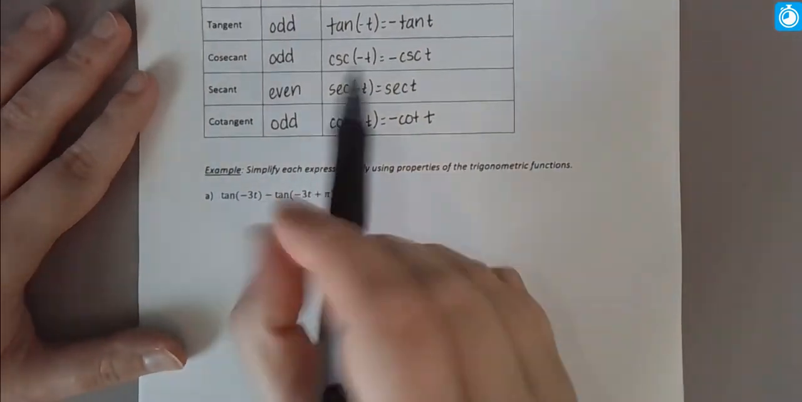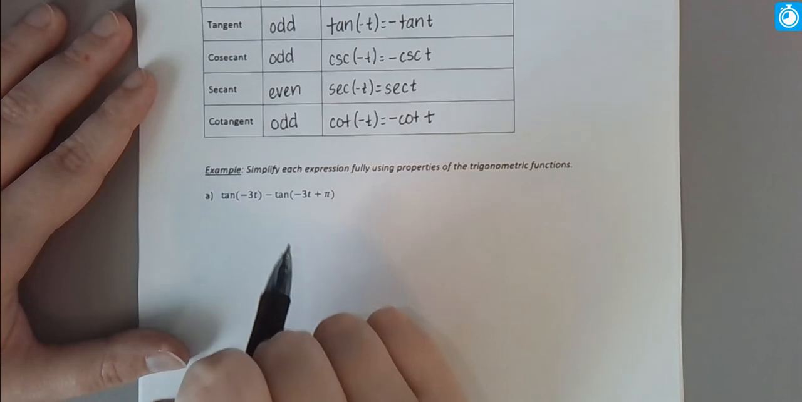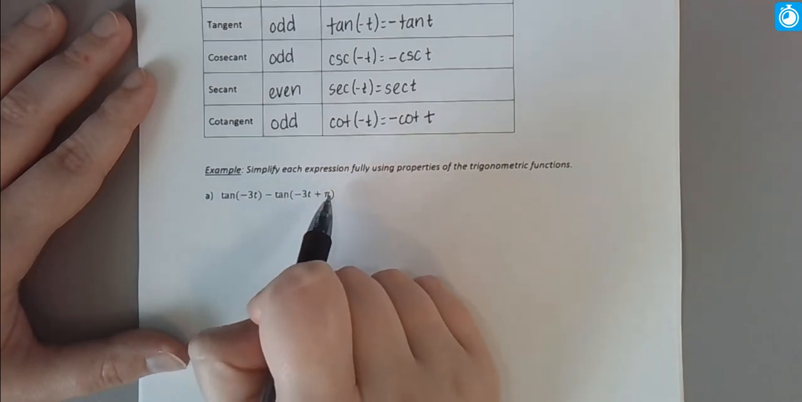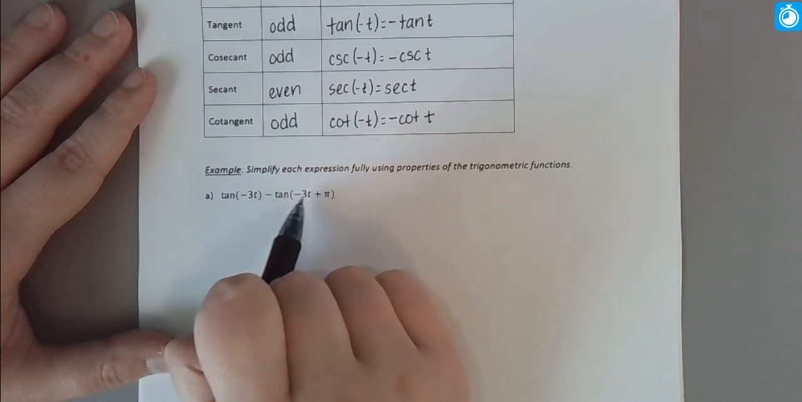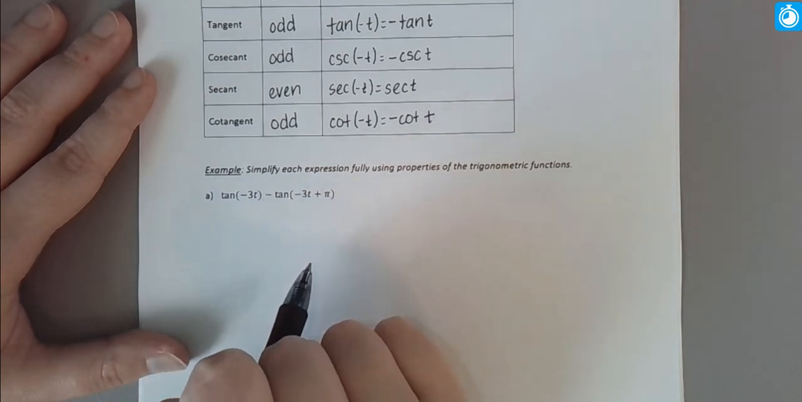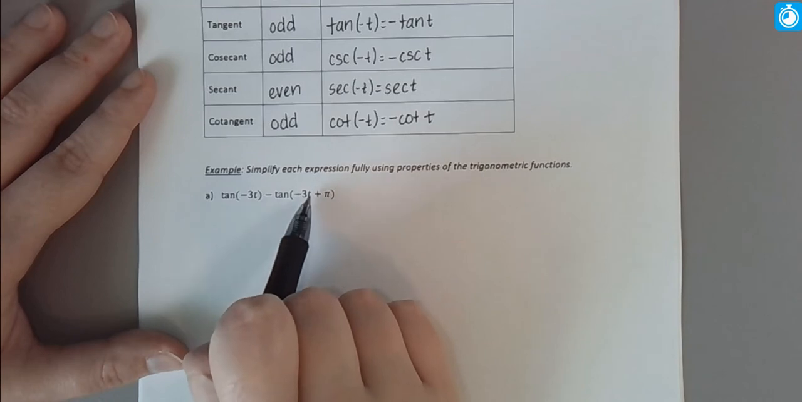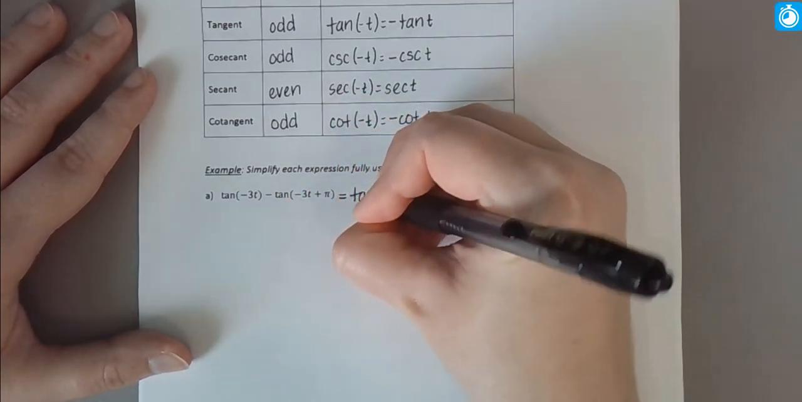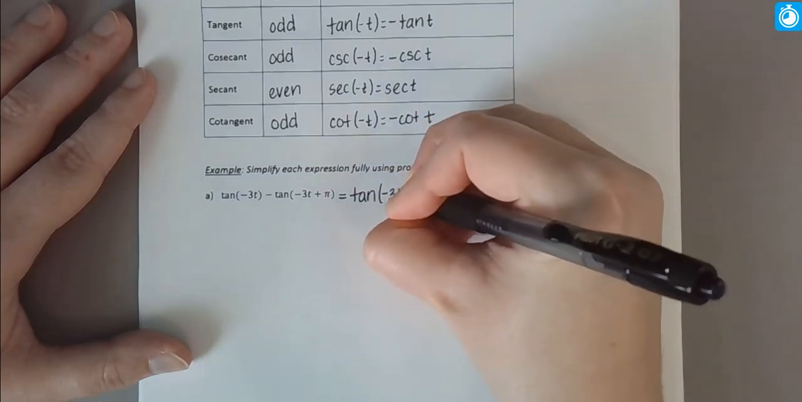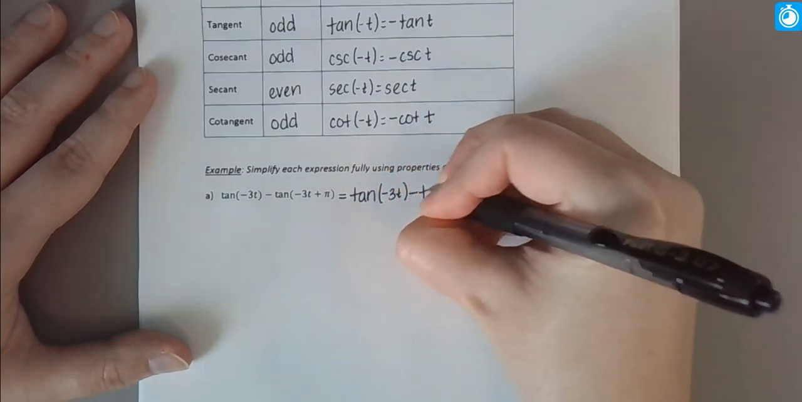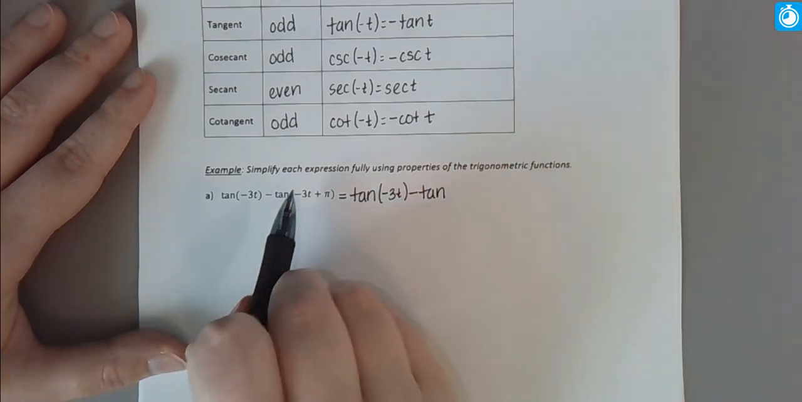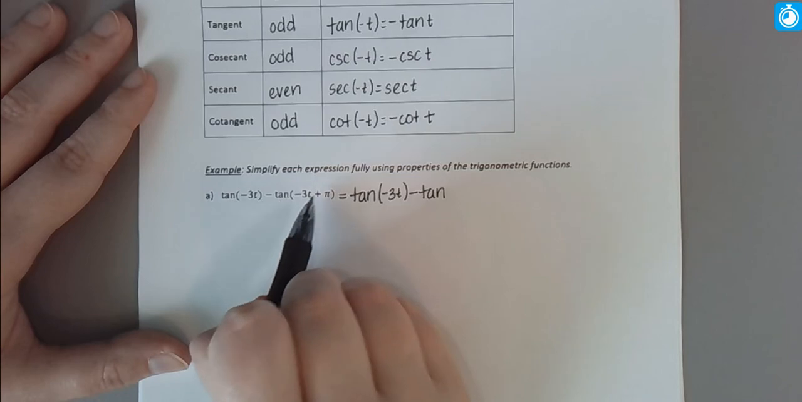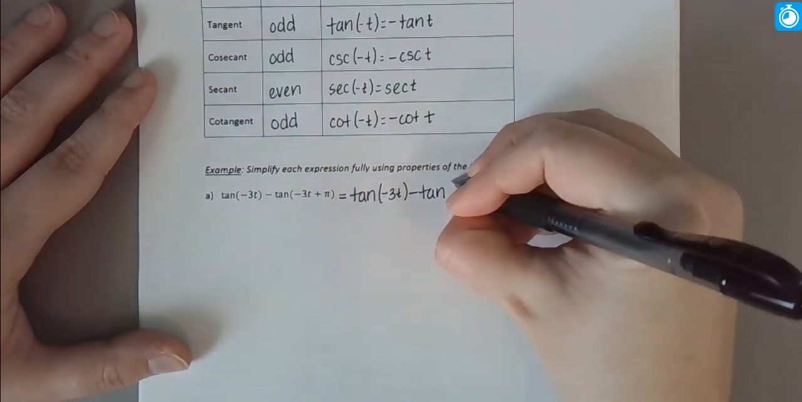So for this second expression, tangent of negative 3t plus pi, well, if this is our angle and we're adding on pi, we know taking the tangent of this angle plus pi takes us right back to the tangent of that original angle. So this is going to be the same thing as the tangent of negative 3t minus the tangent of just negative 3t.